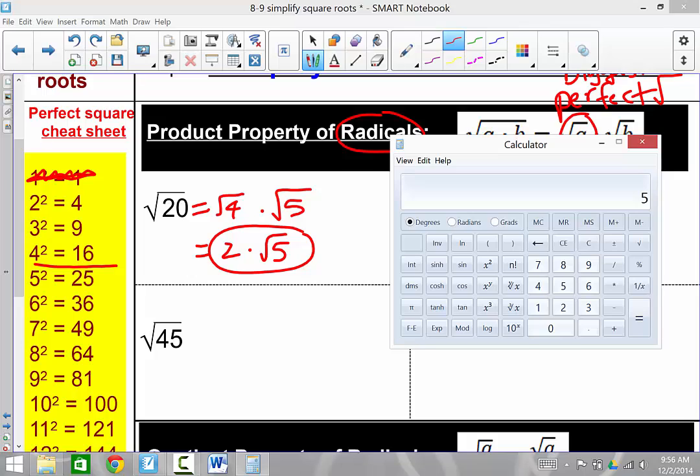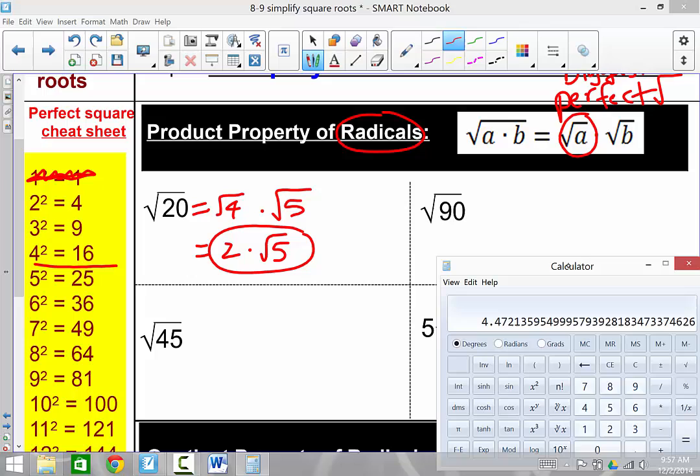Well, if I type in the square root of 20, I'm going to get 4.47, and so on. It's an irrational number. Okay? If I type in also my answer, 2 times the square root of 5, it should equal the same decimal. So let's take a look. Does 2 times the square root of 5 equal the same decimal? There's my 4.47, and so on. It is equivalent. It's just in a more simplified form.